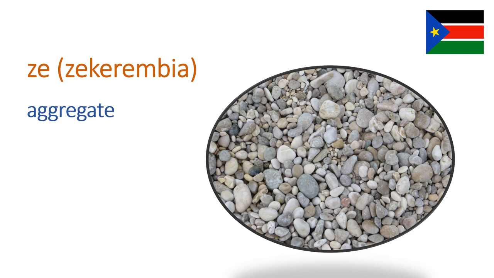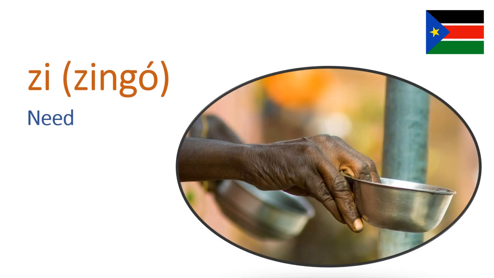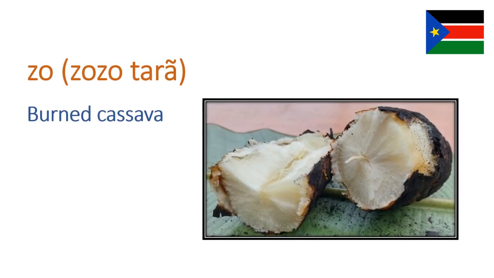Zekerembia, that is the aggregate or small stones. Minata li Zekerembia, I walk on the aggregate. Zingo, a need. Mona zingo mana, you are in need of money. Zozotana, a burned cassava or a roasted cassava.